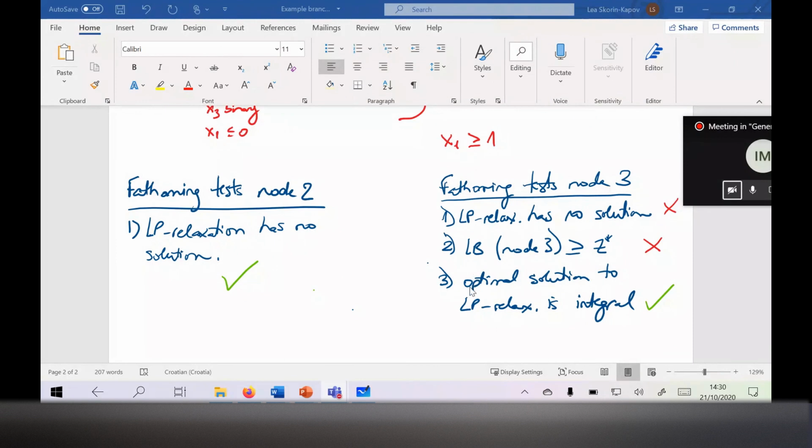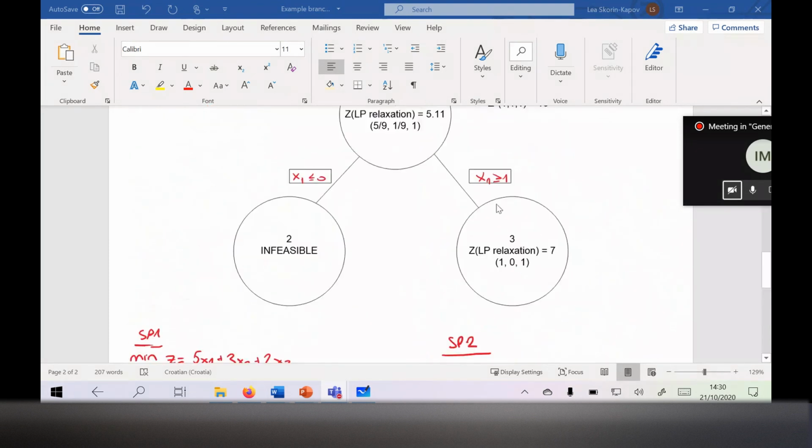And if we look at the third test, is the optimal solution to the LP relaxation integer? Yes, it is. Therefore, we have found an integer solution. This is the best solution possible from this node onwards, so there's no need to keep going. Okay, so we found the optimal integer solution. Is that clear? Any questions?